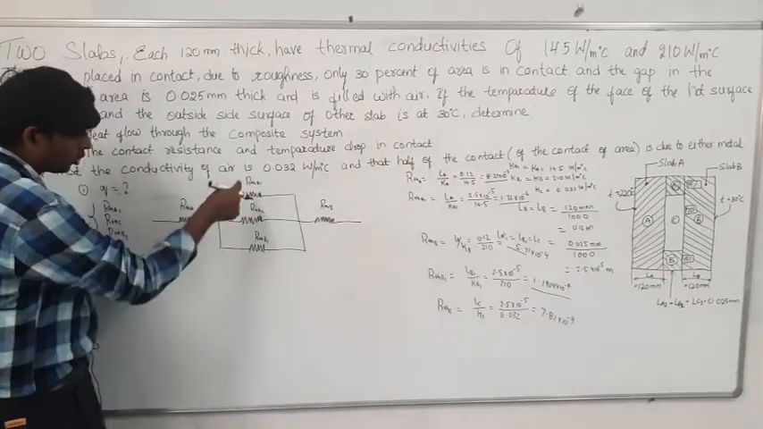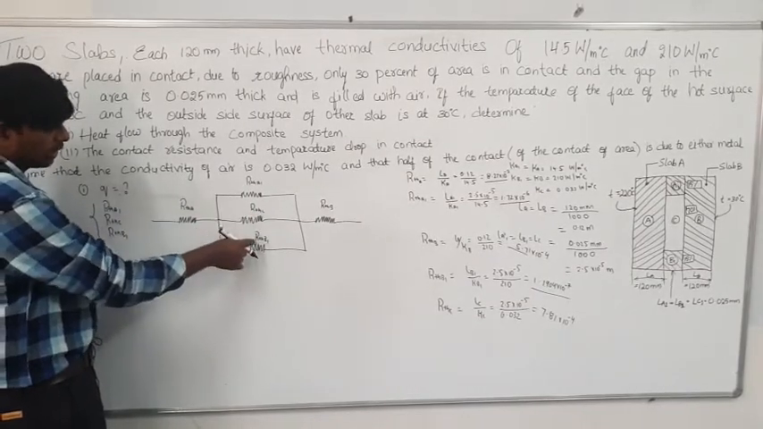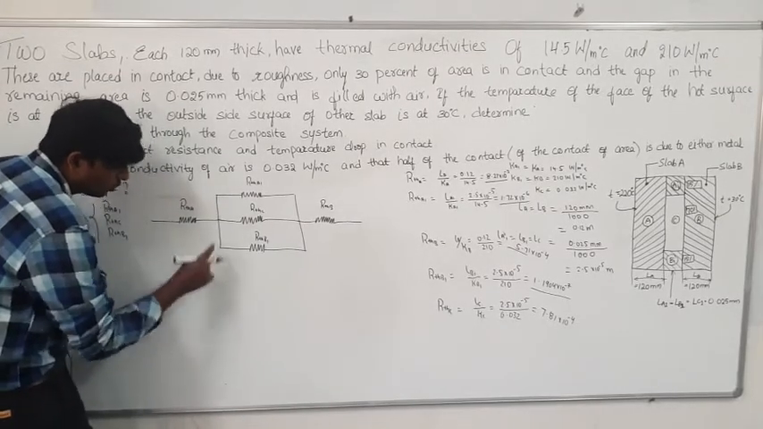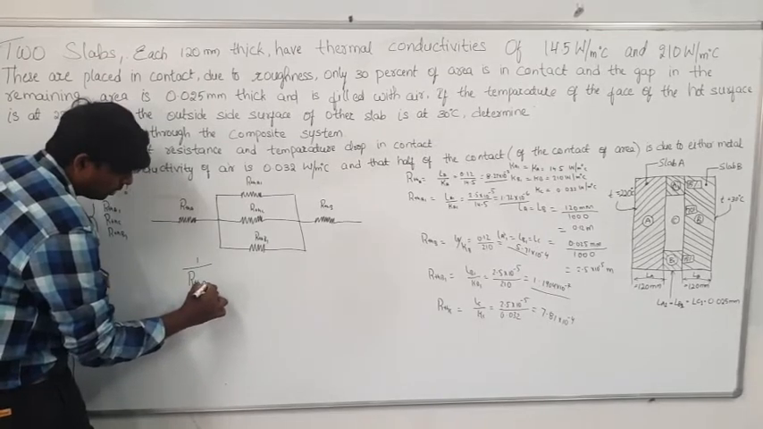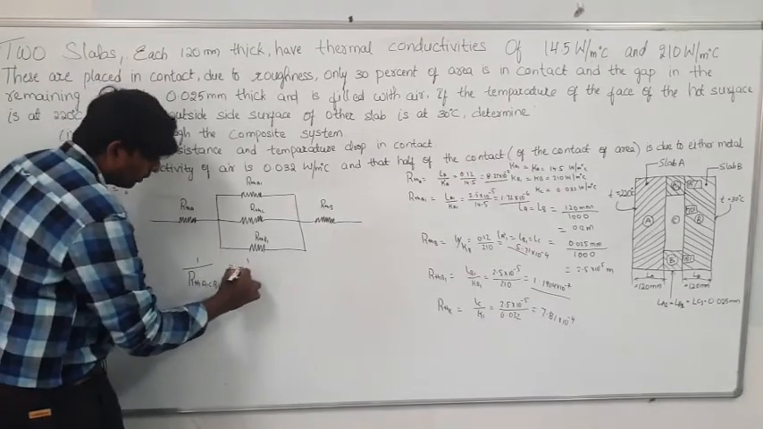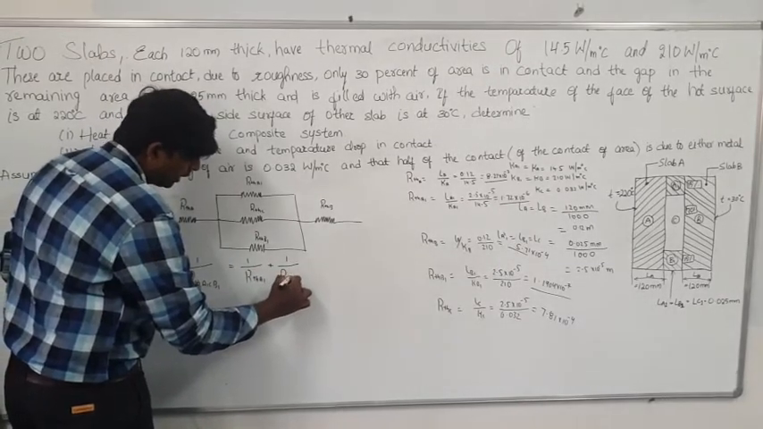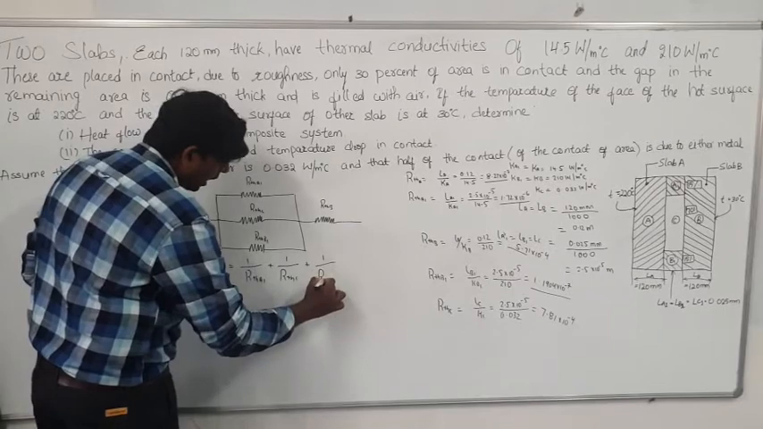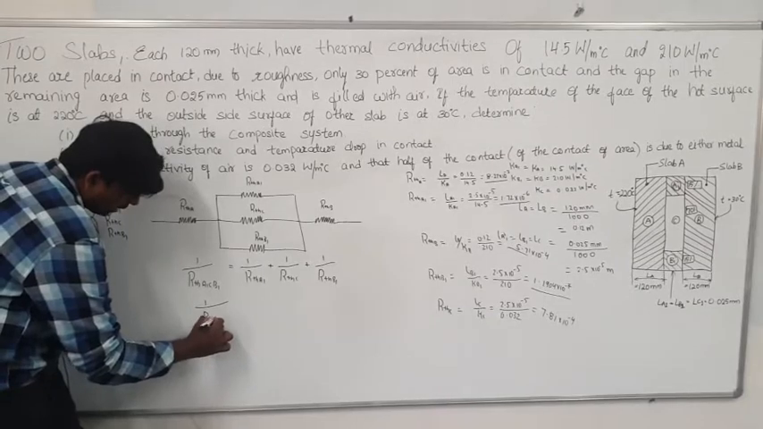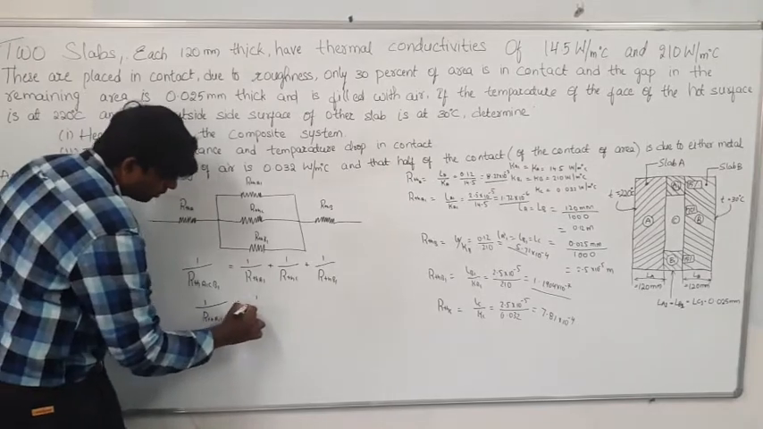After that you have to find out the combination of these three: RTHA1, RTHC and RTHB1. So what you have to do? 1 by RTH A1 C B1. Here I will write 1 by RTH A1 plus 1 by RTHC plus 1 by RTHB1. Like this you write. After that, what you have to do? You have to substitute the value.